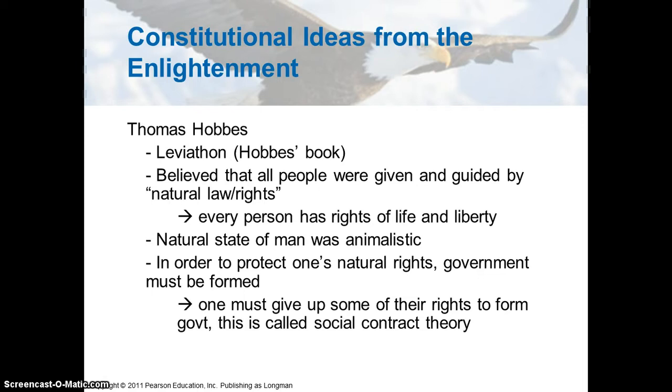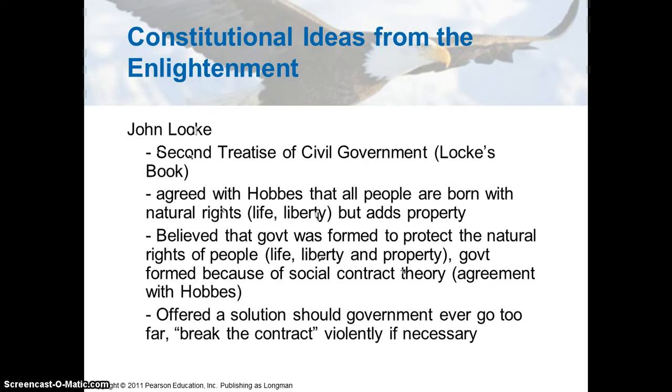Locke, our second Enlightenment guy here, improves upon Hobbes. Hobbes is very pessimistic. Locke could be looked at as optimistic. Locke's famous writing is the Treatise of Civil Government. There's two. The second treatise of civil government is the one that we focus on. He agreed with Hobbes about a lot of things, that people are born with natural rights. Natural rights include life, liberty, and then he adds in property and stresses it a little bit more.